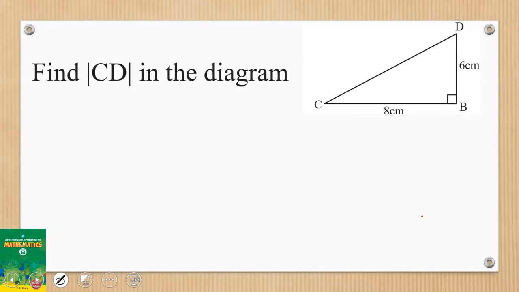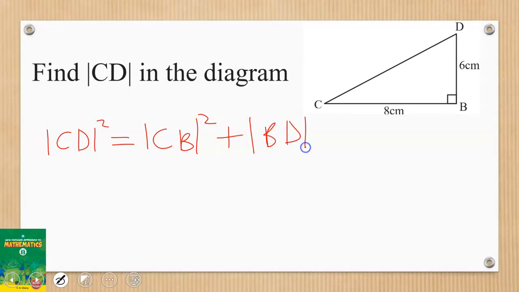Let's take first example. The diagram given is a right angle triangle. They've defined the side CB as 8 centimeters, BD as 6 centimeters, and they want you to find the CD, which is the longest side. And so, by Pythagoras theorem, the longest side squared is equal to the sum of the squares of the two other sides. So CB is given as 8, so 8 squared, and then BD is given as 6, so 6 squared.